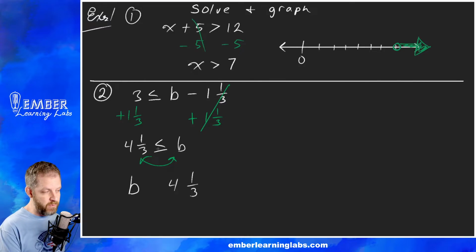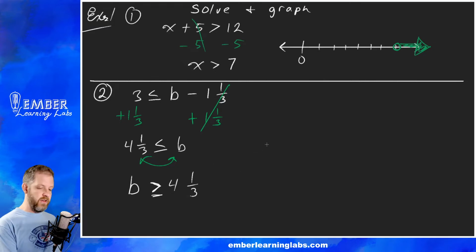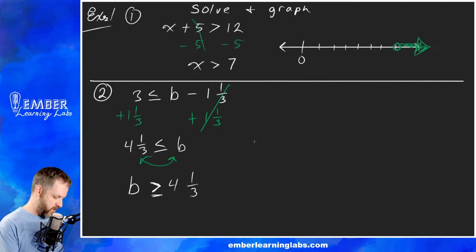Now, when we do this, we've got to pay attention to our inequality because this is going to flip around. We need our alligator mouth to be facing the correct thing, right? So this greater than side goes with the b. So b is greater than or equal to 4 1/3. Okay, so let's graph it, all right?